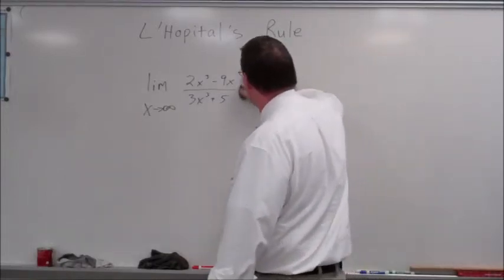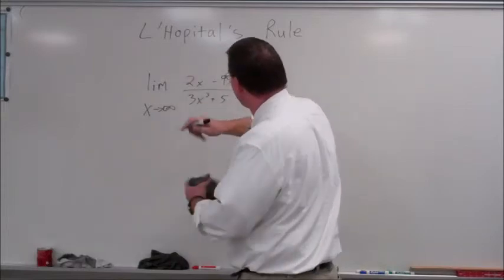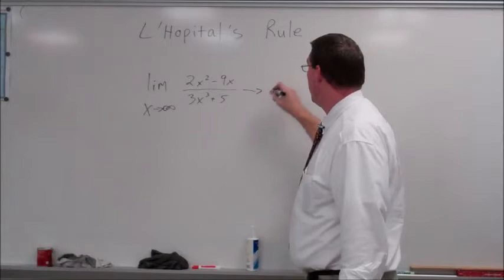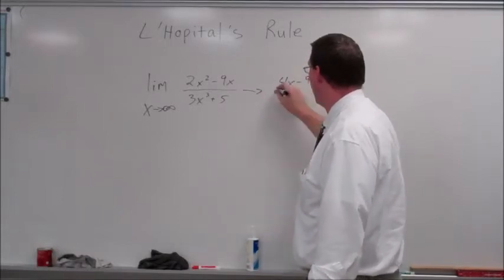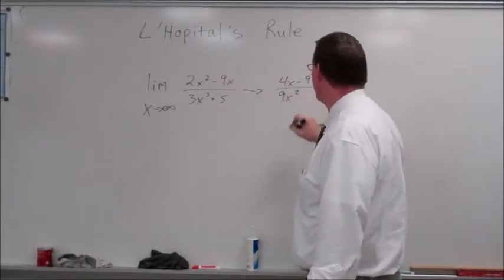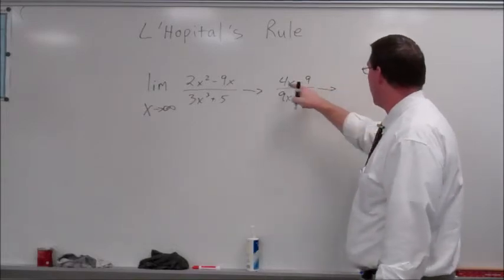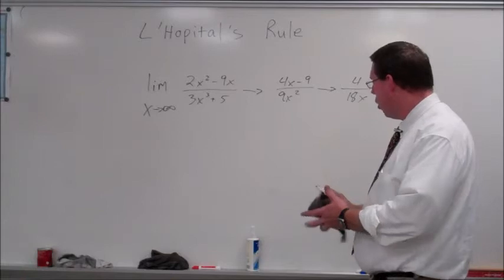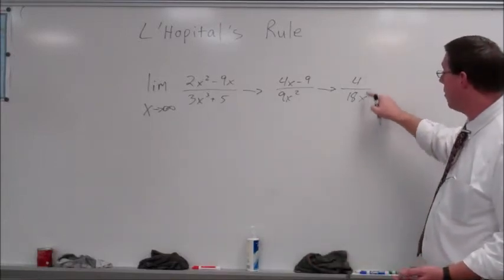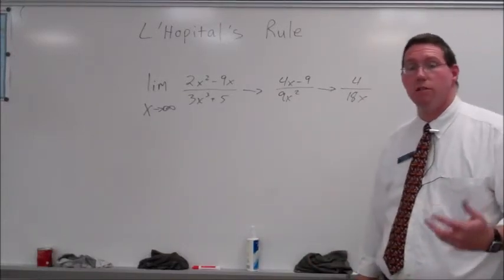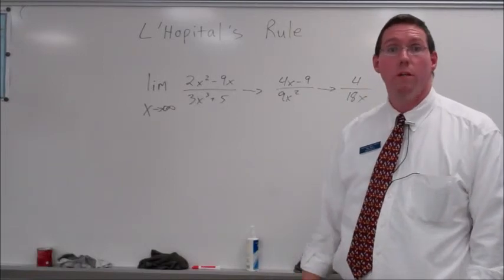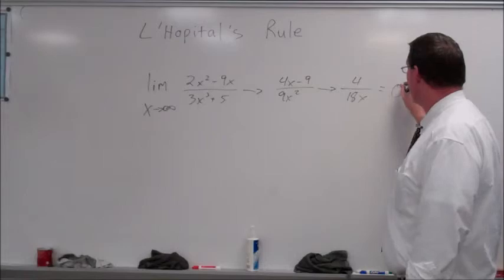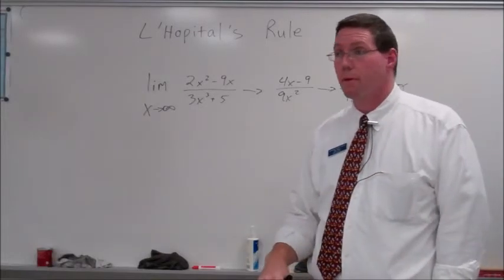What if this was just x squared? Okay, well, if we apply L'Hopital's rule, this becomes 4x minus 9 over 9x squared. And then if we apply it again, we would get 4 over 18x. And I hope at this point you remember that this is just a transformation of 1 over x, which has an asymptote at 0. And so this is going to equal 0. Okay?